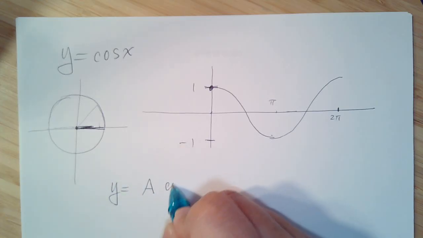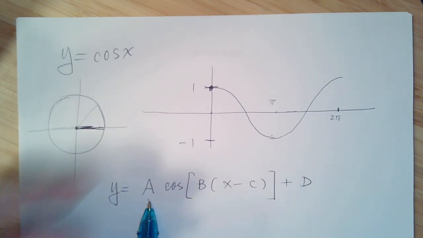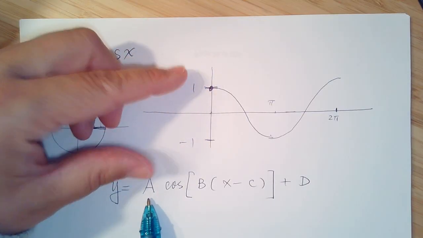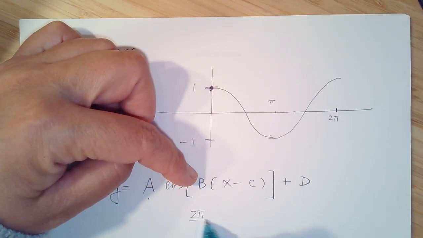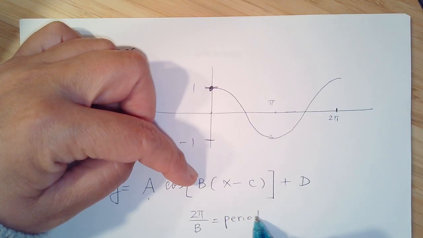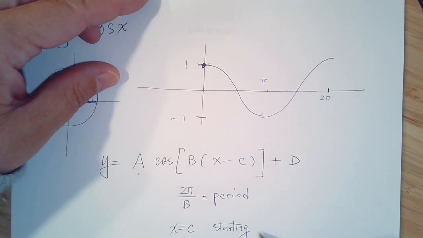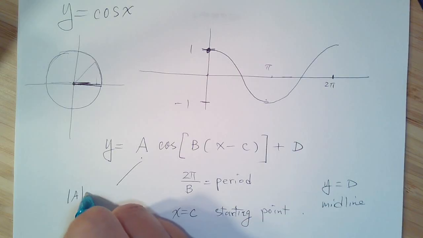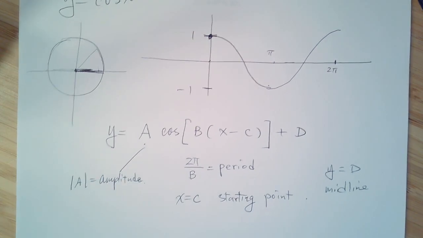And then what about this? y equals A cosine (Bx minus C) plus D. Amplitude, you enlarge that. If it's a cosine function, you always graph from the top. If A is negative, of course you flip it, so you graph from the bottom and go up. B tells you the period: 2 pi over B is the period. And x equals C, that's your starting point. And y equals D, that's your midline. And the absolute value of A, that's your amplitude. Okay, so it's not bad, right?